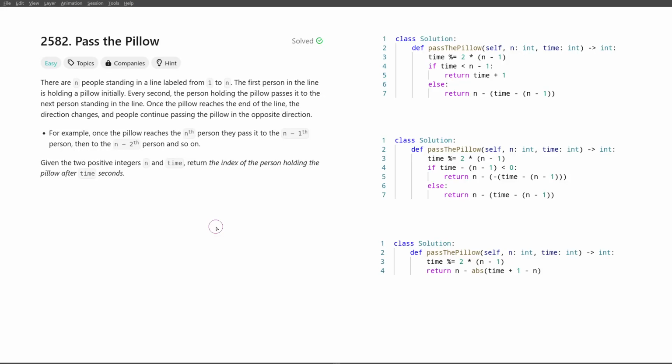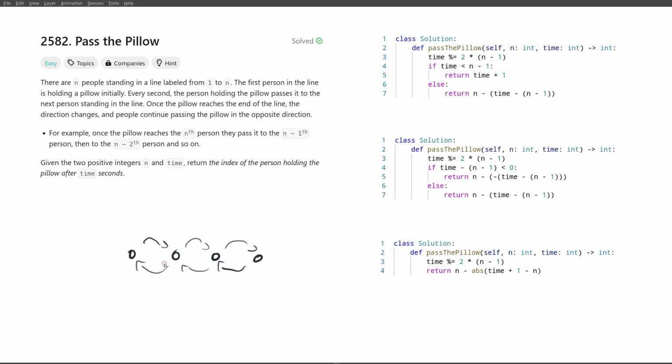Hello everyone, today we'll talk about the problem "Pass the Pillow". We have some people standing in a line and a pillow that starts with the first person. In every step, a person passes the pillow to the right. When it reaches the right end, people start passing it to the left.